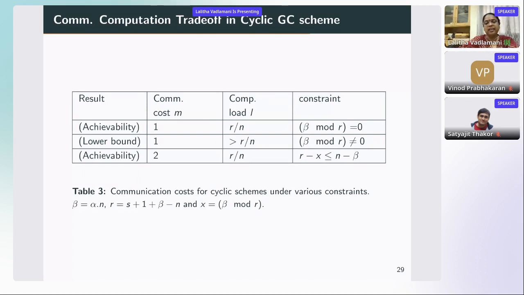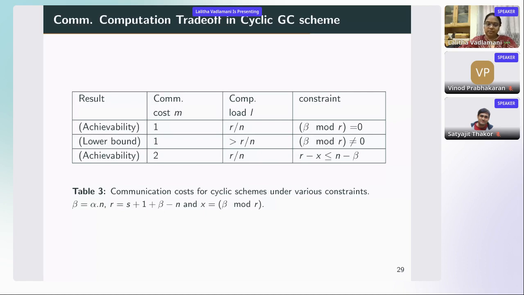And we are looking at whether it is possible for cyclic schemes to exist. We have some results. Again, we are looking at cyclic schemes with communication cost 1 and 2 only, the lowest possible ones. The first thing is, if a certain divisibility condition is satisfied, yes, cyclic codes exist and we can do partial recovery with that. The second line says that if the divisibility condition is not satisfied, then there exists no cyclic coding scheme with that computation load. That is not possible.